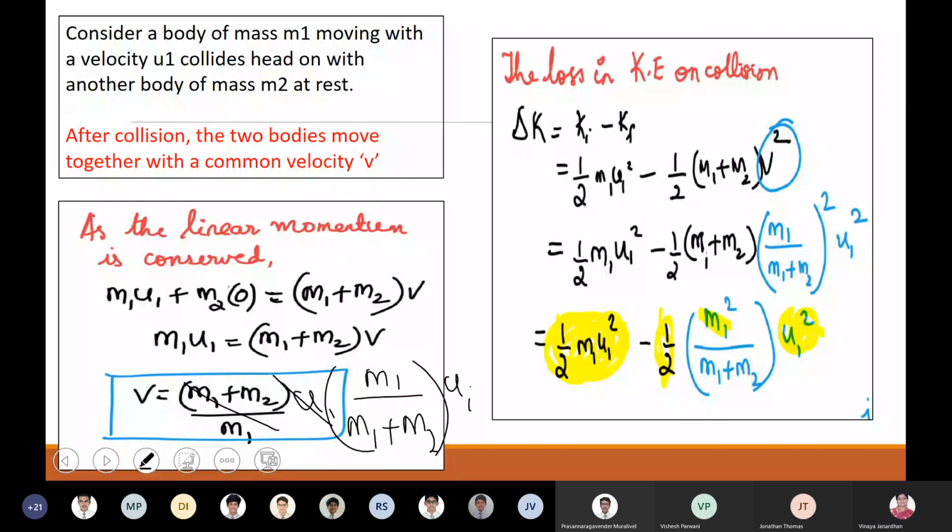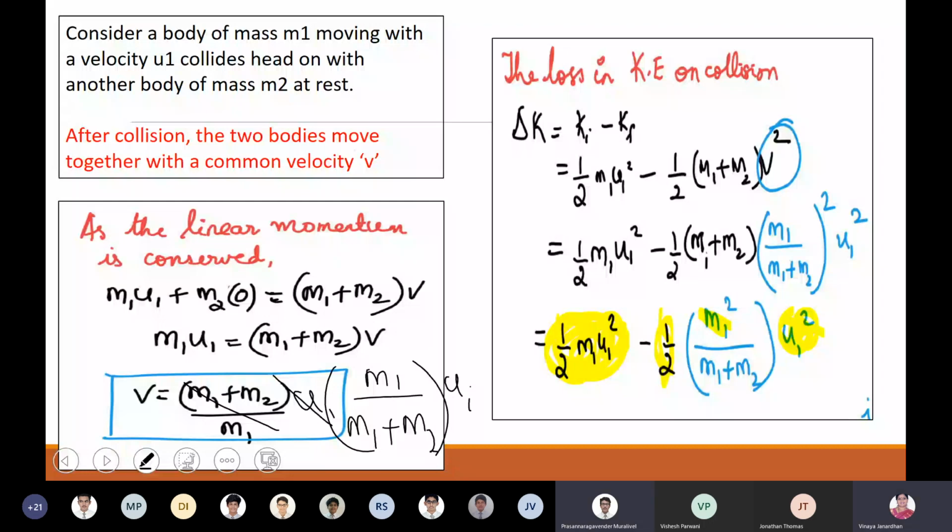So then I have taken the common term outside. Now take the LCM. So what you are getting is a positive quantity. So this shows that the kinetic energy is lost by this.